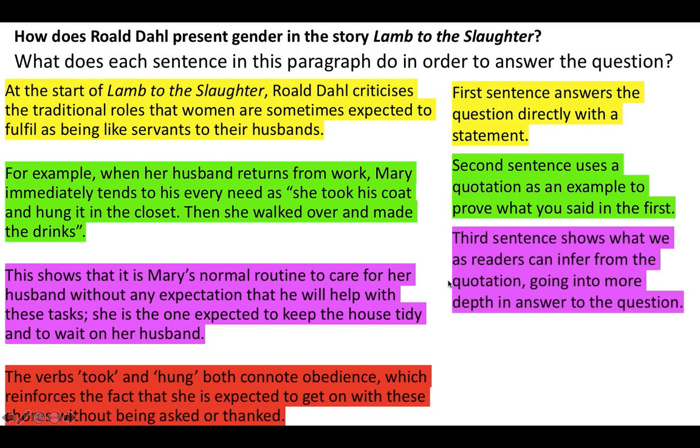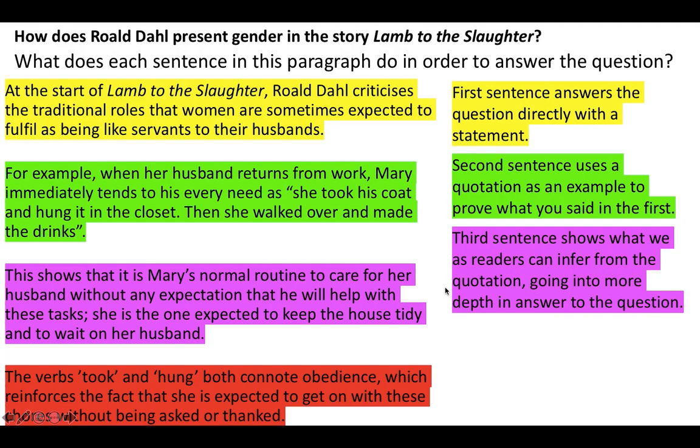As in my third sentence. So my third sentence is where we explain what we can infer, what we think the quote hints at, what we as readers can get from the quote that's maybe not explicitly said. And remembering it always has to answer the question and go into more depth on answering that question about how do we see gender in the story. So let's have a look. This shows that it's Mary's normal routine to care for her husband without any expectation that he will help with these tasks. She is the one expected to keep the house tidy and to wait on her husband.